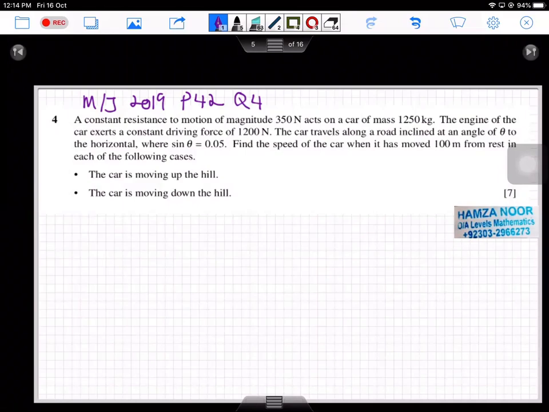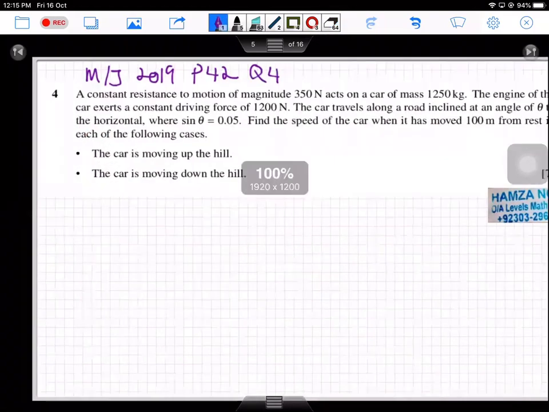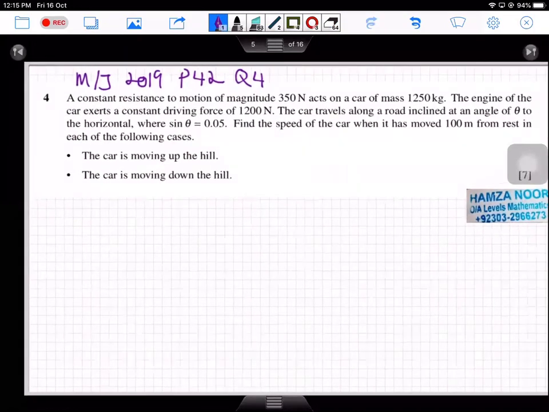Find the speed of the car when it has moved 100 meter from the rest in each of the following cases: when the car is moving up the hill and the car is moving down the hill. So first I'm considering the motion of the car when the car is going up the hill. So let's make the diagram.